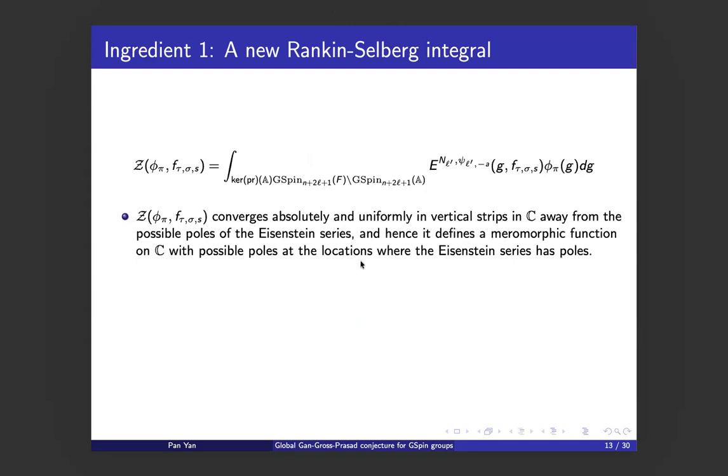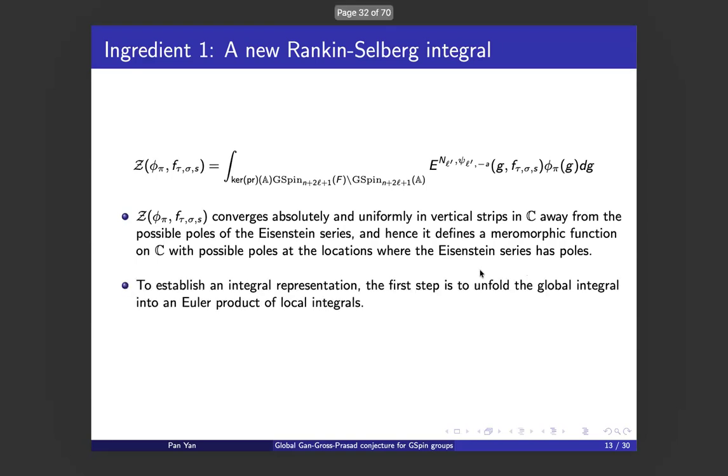And this integral converges absolutely and uniformly in vertical strips in the complex plane away from the possible poles of the Eisenstein series, and hence it defines a meromorphic function on the complex plane with possible poles at the locations where the Eisenstein series has poles. So this is the global integral we want to study, and we want to establish a formula between this integral and the L-function.